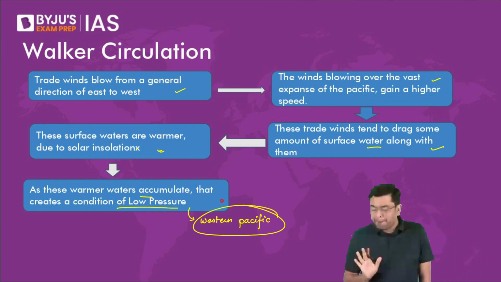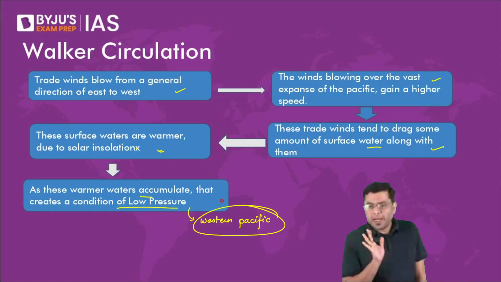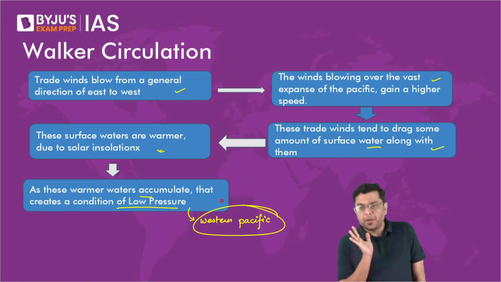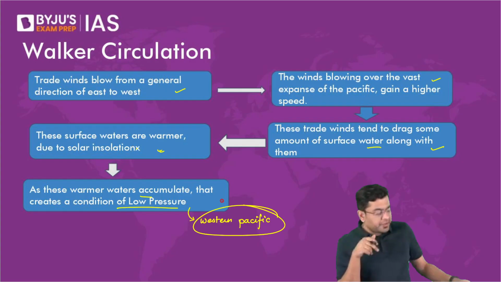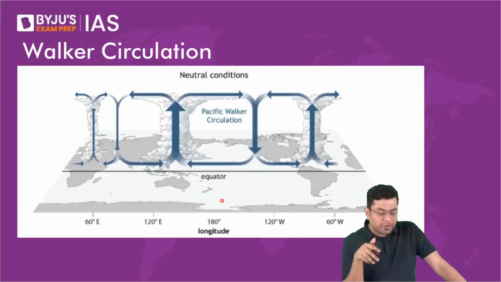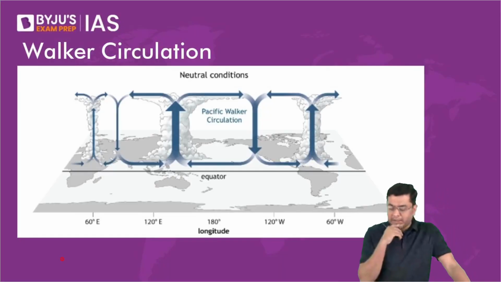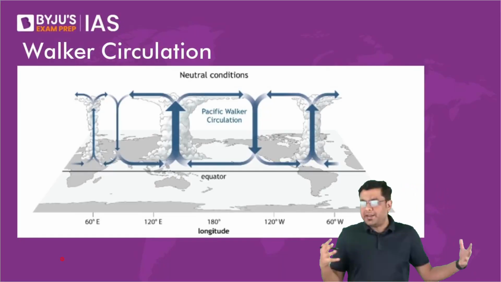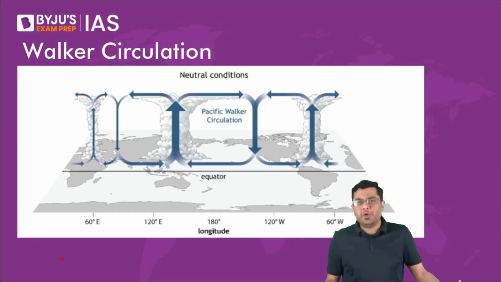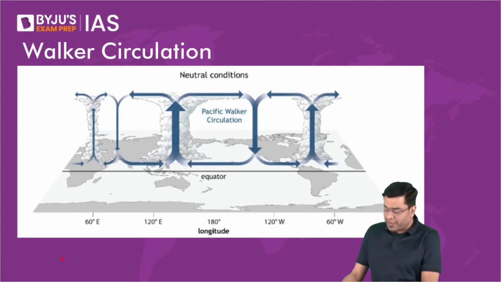Okay. I hope this is clear. Up till now, I hope this is clear. Right? Now, then we proceed further with the aspect of when we talk about this Walker circulation. Understand, this is as per NOAA, the United States climatic agency, which keeps a track of the oceanic and atmospheric temperature and movements in general.